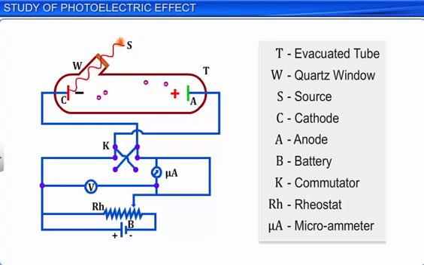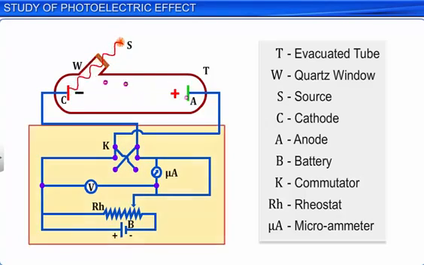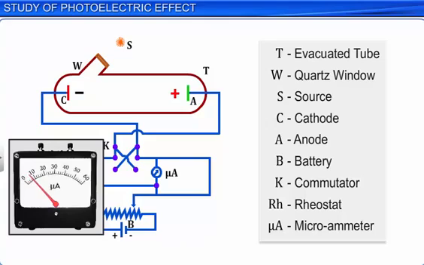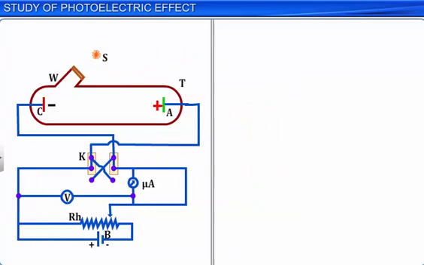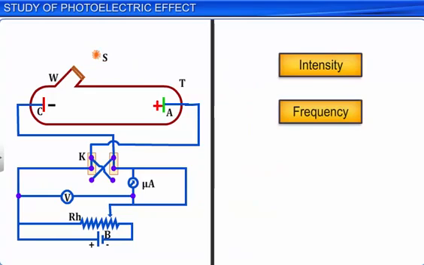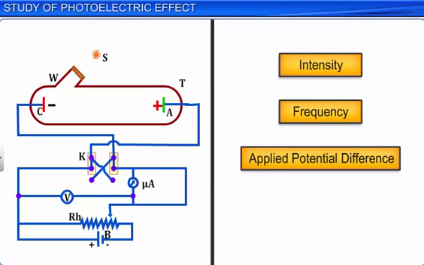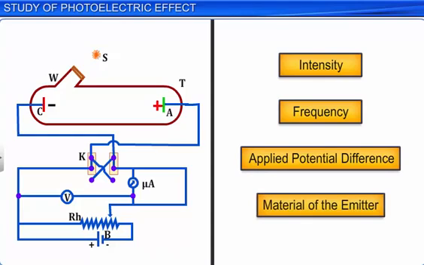The potential difference between the cathode and the anode accelerates the electrons towards the collector plate, and hence this potential difference is now referred to as accelerating potential. The emitted electrons reach the collector, and when they flow in the external circuit, the resultant current, called the photoelectric current, is measured by the microammeter A. Using this experimental arrangement, let us now study the variation of photoelectric current when we vary the intensity of radiation, frequency of radiation, the applied potential difference between the plates, and the material of the emitter.